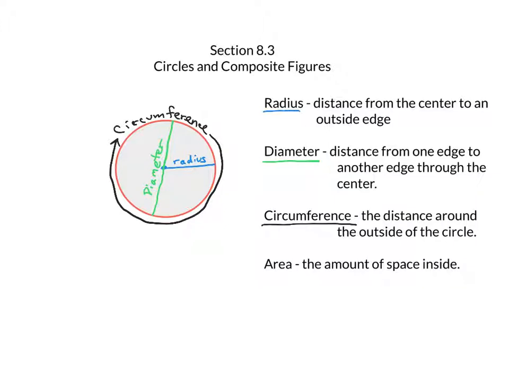Finally, we have the area of a circle. Just like area of polygons, the area of a circle is the amount of space inside that circle.